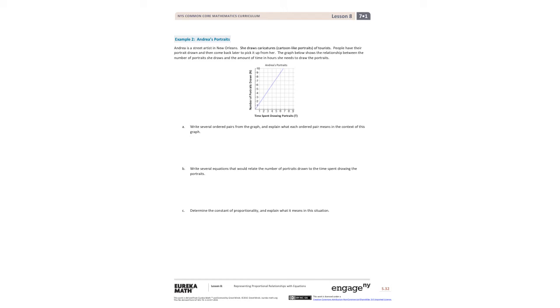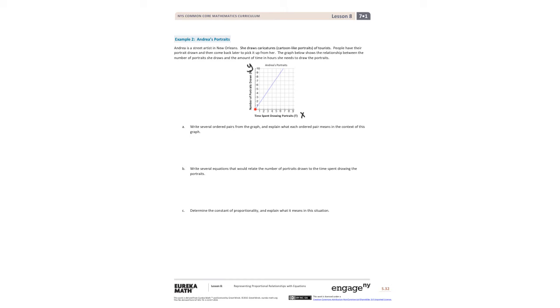So here's our graph. Let's label our x and y first. So we have our x as our independent variable and our y as our dependent variable. A. Write several ordered pairs from the graph and explain what each ordered pair means in the context of this graph. So let's look at the blue line on the graph. And you want to see somewhere where the blue line intercepts the vertical and the horizontal lines.